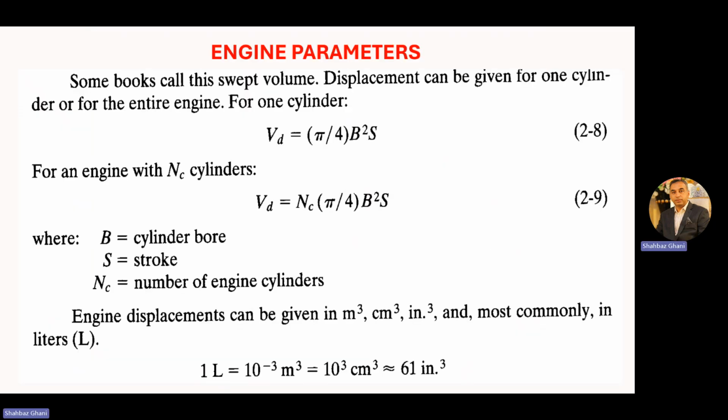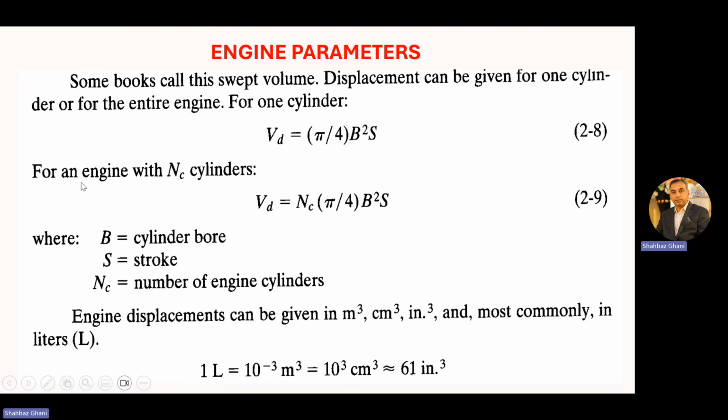Now, some books call this swept volume. Displacement can be for one cylinder or for the entire engine. For one cylinder, remember, the displacement volume is pi by 4 d square into s, that is d square into length. So here we are using bore and stroke. The displacement volume of a cylinder will be pi by 4 bore square into stroke.